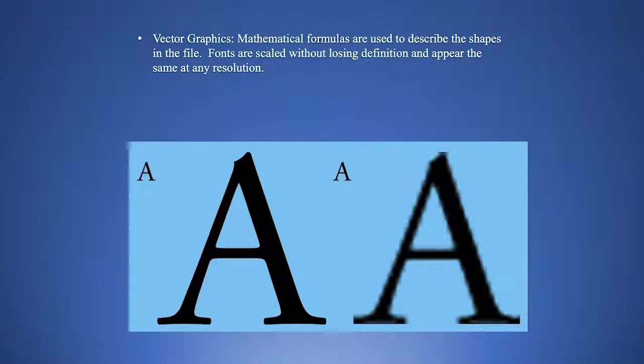In vector graphics, the mathematical formulas are used to describe the shapes in the file. The fonts can be scaled without losing definition, and they will appear the same at any resolution. So you see on the left, that is a vector A, and on the right, that is a raster A.